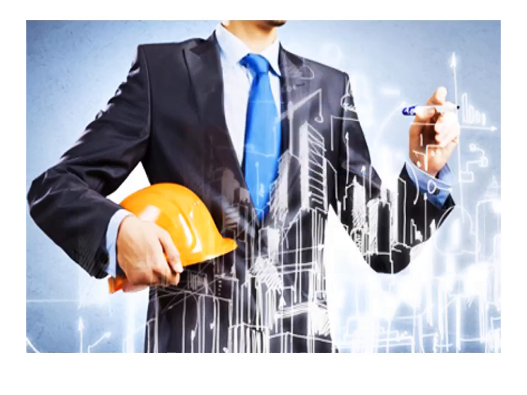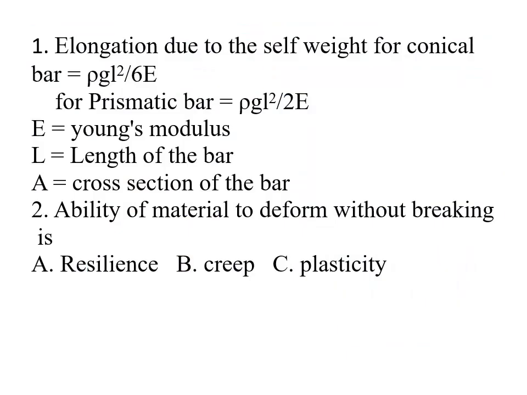Let's move on to the topic. Elongation due to the self-weight for a conical bar is rho g L square by 6E. Actually, the elongation formula is delta L equals PL by AE. After the derivation for the conical bar, we get the formula rho g L square by 6E, and for a prismatic bar, rho g L square by 2E.